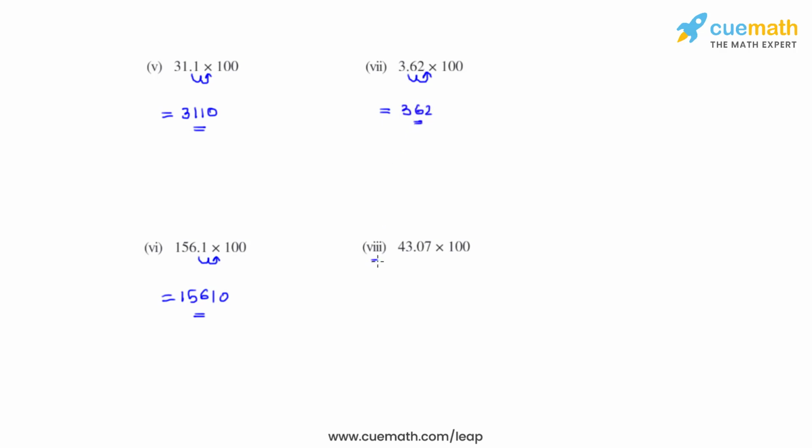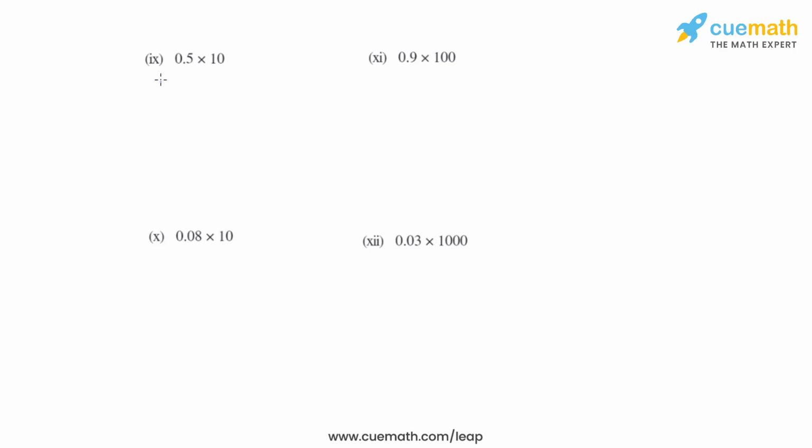Coming to the eighth bit, we have 43.07 multiplied with 100. So the decimal again will be moving two places towards the right, and the answer that we get is 4307. Moving on to the next set of bits. In the ninth bit, we have 0.5 times 10. So the decimal will be moving one place towards the right, and the product that we get is 5. Coming to the 10th bit, we have 0.08 multiplied with 10. The decimal moves one place towards the right and comes between 0 and 8. So the answer that we get is 0.8.